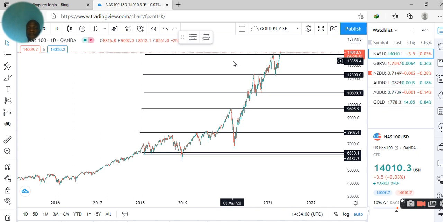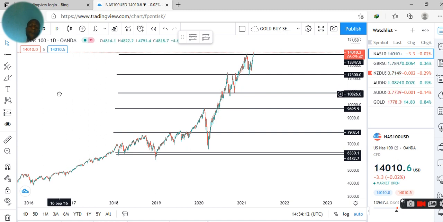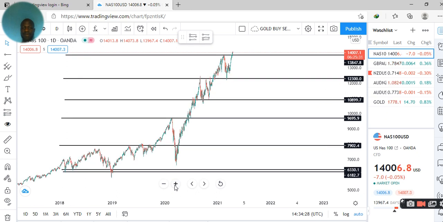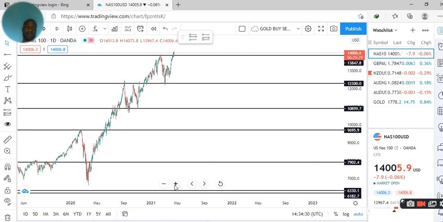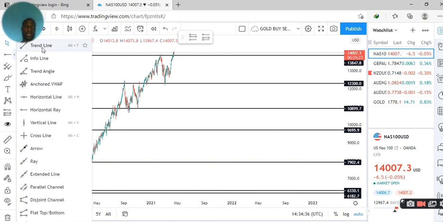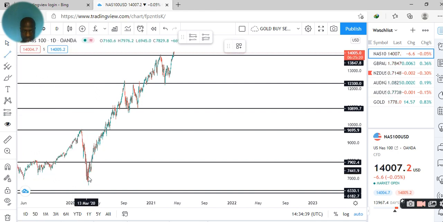Okay, so from here, what else can I see? What else can I draw? You can see that price has been going up with a little bit of pullbacks, but progressive, right? So can we draw a trend line here? Is it really possible for us to draw a trend line? Let's try to zoom in a little bit. Let's see if we can draw a trend line here. Let's grab our trend line tool there.